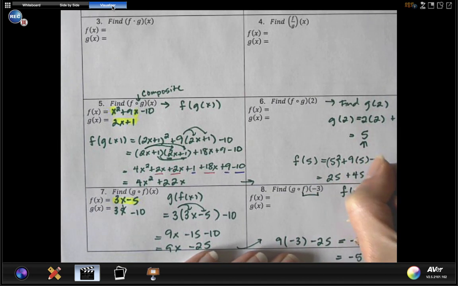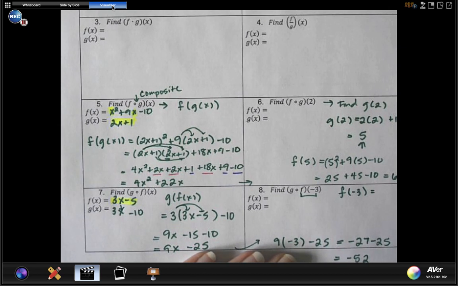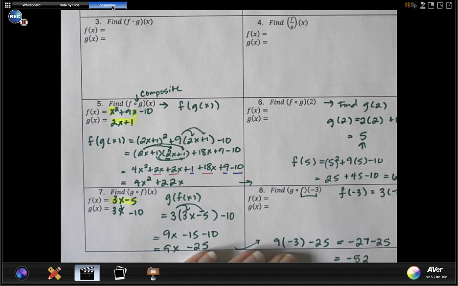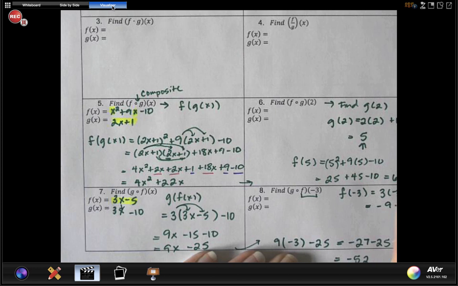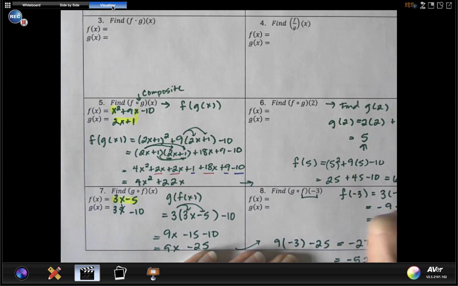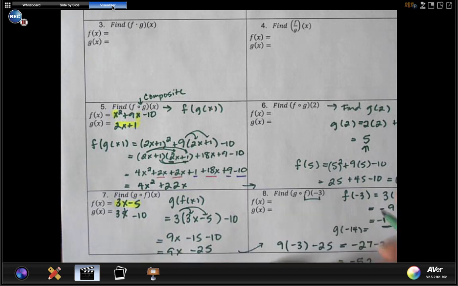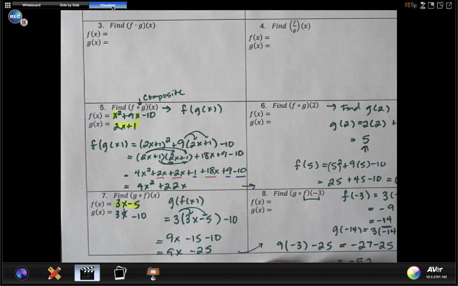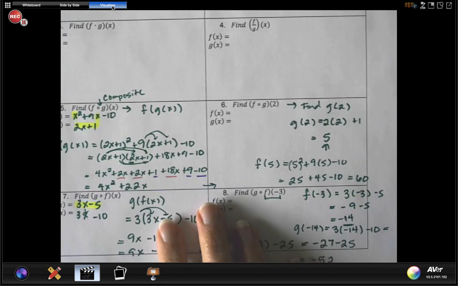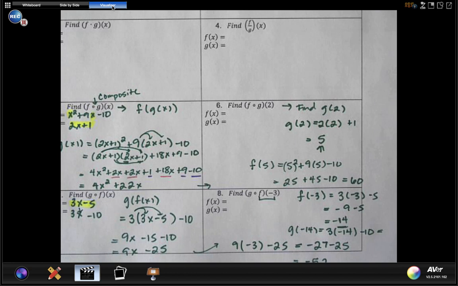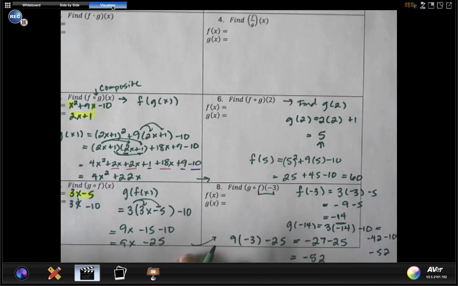The other option would be to do it in two separate phases, but you would end up starting with f of -3. Referencing the same function, that would be -9 minus 5, so -14. Then this is what would get substituted into g. So I'd have g of -14, which is 3 times -14 minus 10. 3 times -14 is -42, minus 10, so -52. So we got the same thing, just two different approaches.